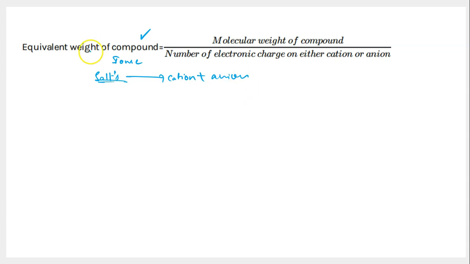While calculating the gram equivalent mass of a salt, in the numerator you take the molecular weight of the compound, which is the salt, divided by the number of electronic charges on either the cation or the anion. How much cationic charge you have should be taken in the denominator, or how much anionic charge you have. Let's take one example, NaCl. Calculate the gram equivalent mass of NaCl.